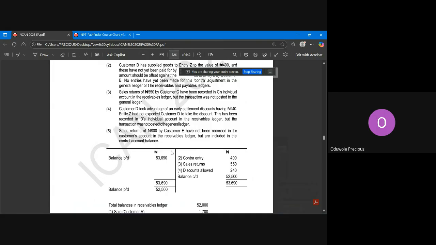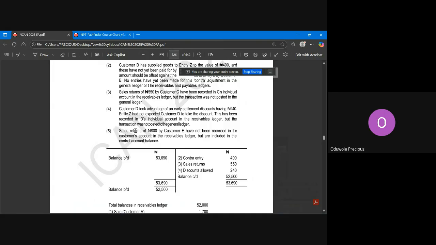The next one: customer D took advantage of an early settlement discount, having 240 naira. Entity Z had not expected customer D to take the discount. You see, this one is very tricky. Customer D took advantage of an early settlement discount of 240 naira, and entity Z had not expected customer D to take the discount.